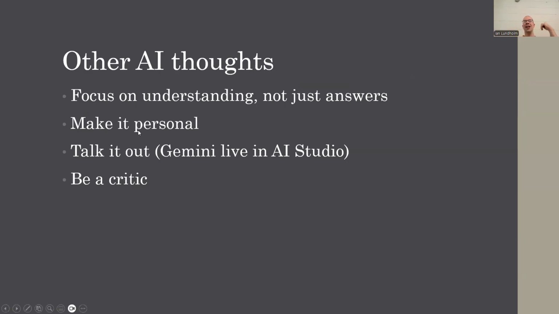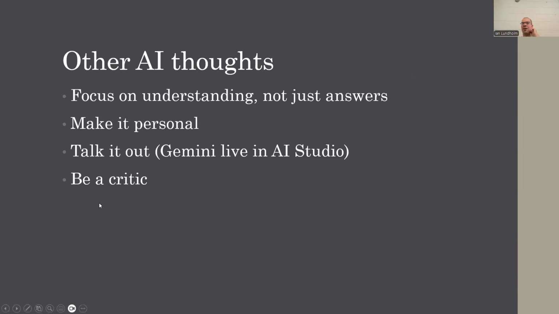You can ask for a different explanation. You can be as annoying as you want to be, and the AI is happy to help. So you can make it personal to your specific questions. You can ask it, "Why am I even learning this stuff?" If you're getting really bored, there's a lot of ways to use this well. I said talk it out. I showed you that Gemini Live thing in AI Studio, which is pretty cool.